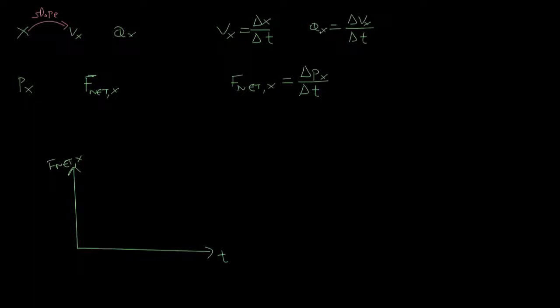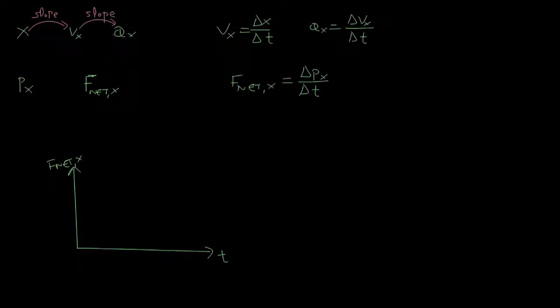Now, acceleration is defined in a similar way. The rate of change of velocity with respect to time will give you acceleration. Graphically, this is the slope. So from velocity to find the acceleration on a graph, you have to take the slope.